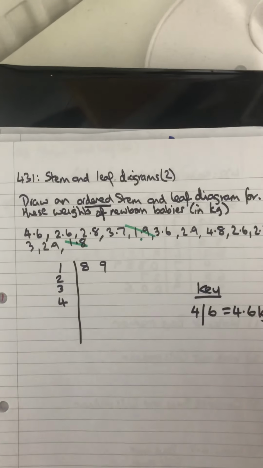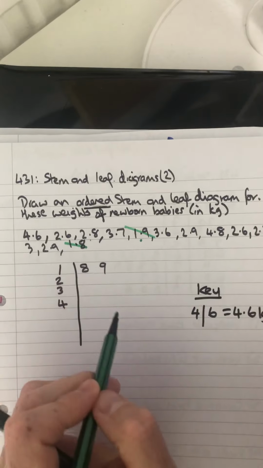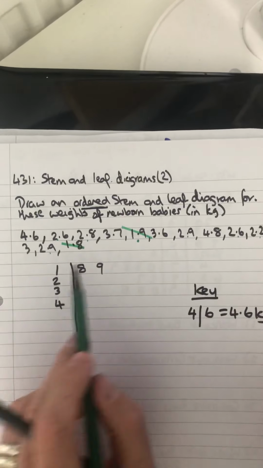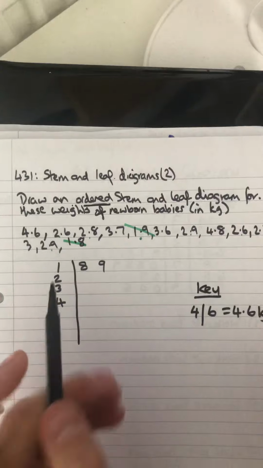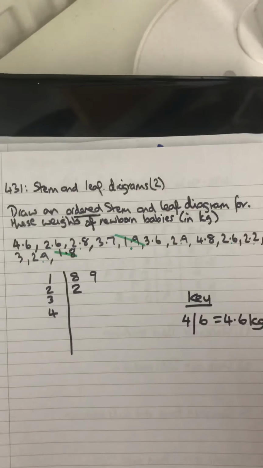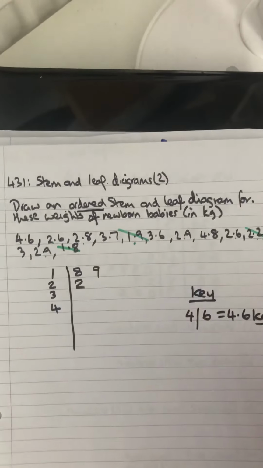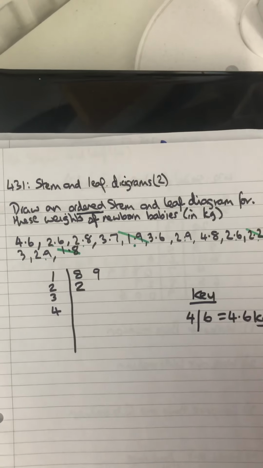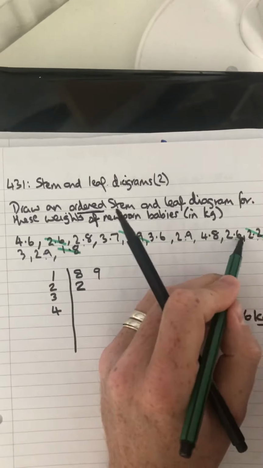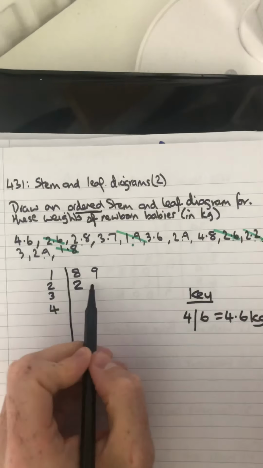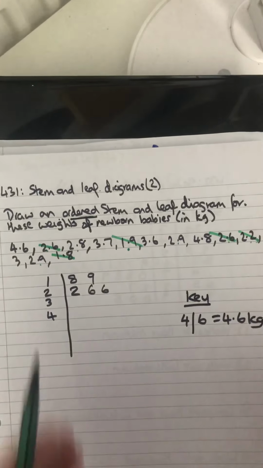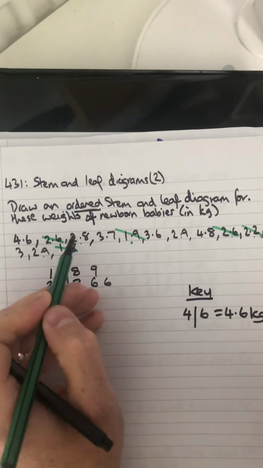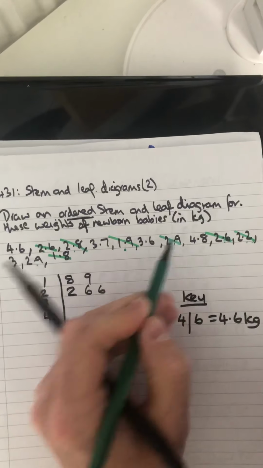2. We've got a 2.6, a 2.8, a 2.9, a 2.6, 2.2 and 2.9. So the lowest is a 2.2. We'd start off with 2.2 and cross that out. Then we've got 2.6 twice. Then I've got an 8, I've got a 9, I've got another 9. So 8, 9, 9.